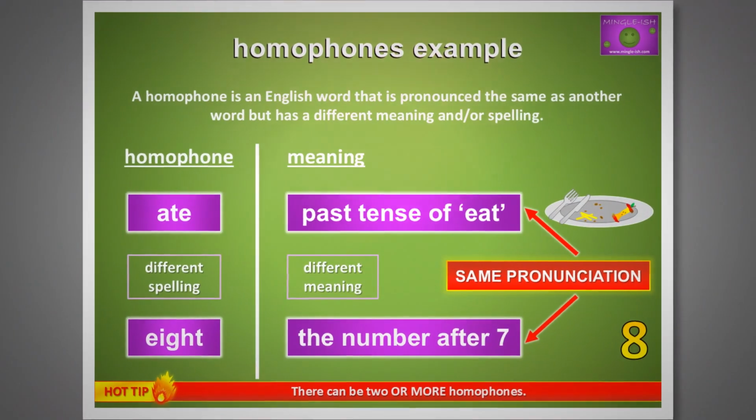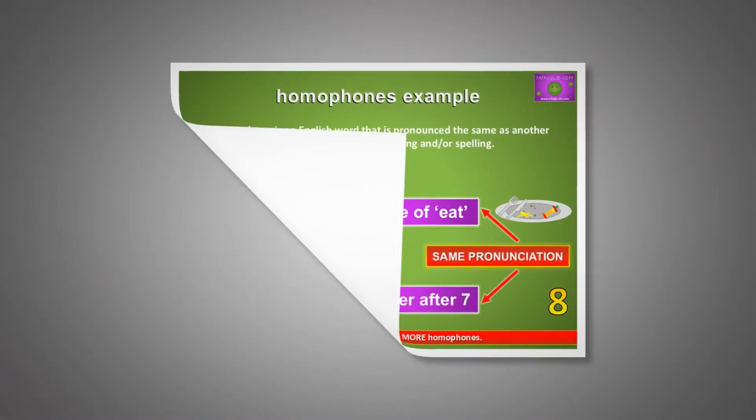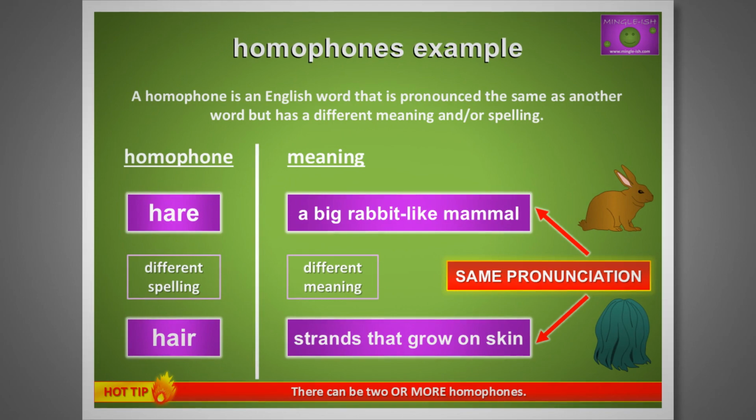The word eight is the past tense of eat. Eight is also the number after seven. A hare is a big rabbit-like mammal. Hair is also the strands that grow on your skin.